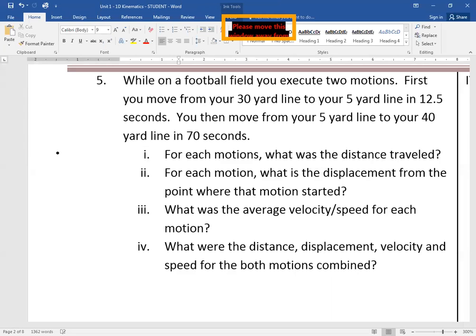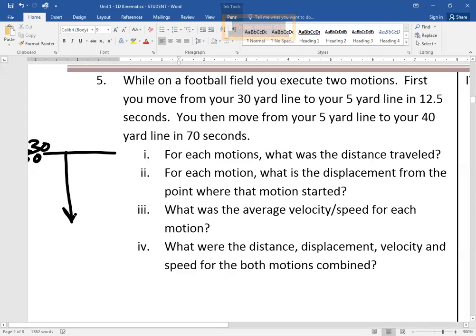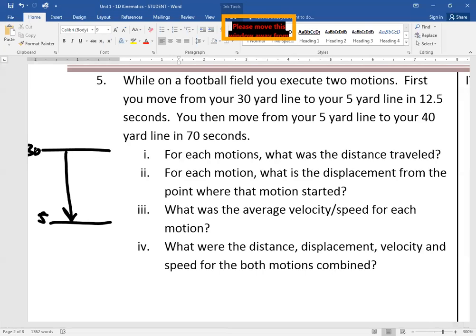Okay, so you're on a football field, you're at the 30-yard line. And you run to the 5-yard line. So we probably should define a positive and negative direction here. Which way do you want to call positive and which way do you want to call negative? Positive 30, like the 30 would be the positive, and moving towards the 5 would make it more negative. Okay, so we're gonna make towards the top of the page positive and towards the bottom of the page negative. Okay, that makes me happy.